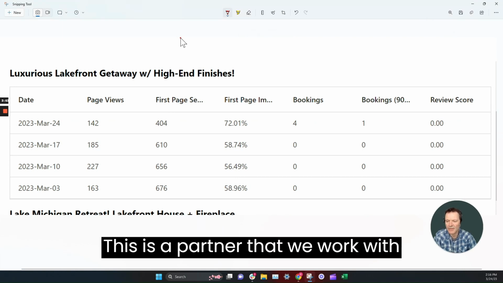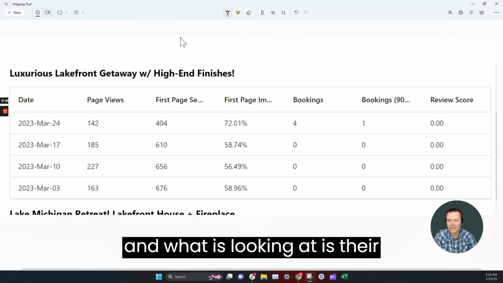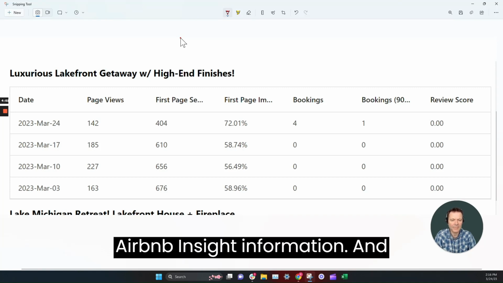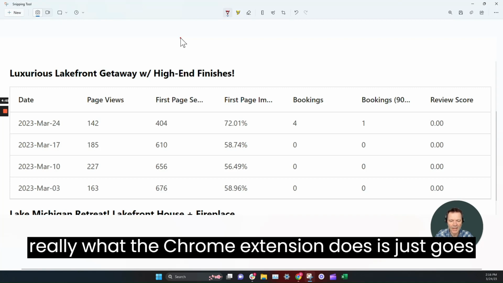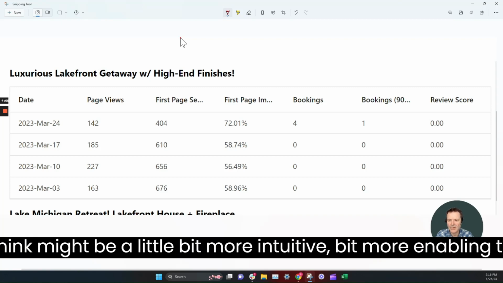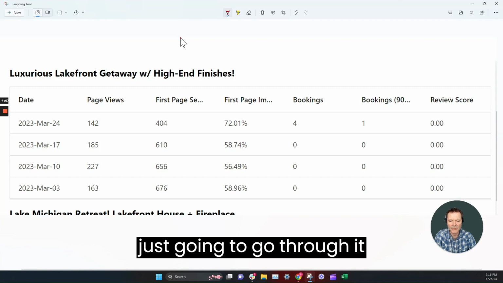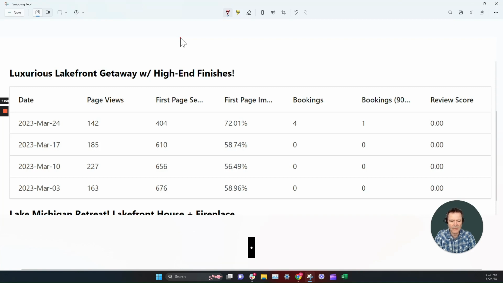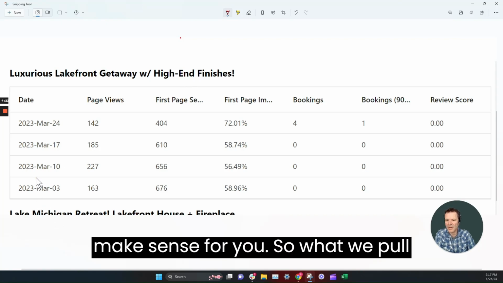This is a partner that we work with, and what it's looking at is their first page impressions, the Airbnb insights information, and really what the Chrome extension does is just goes and grabs this and tries to organize it in a way that David and I and the people we've spoken to think might be a little bit more intuitive, a bit more enabling to take action from. So I'm just going to go through it from left to right, and hopefully this will make sense for you.